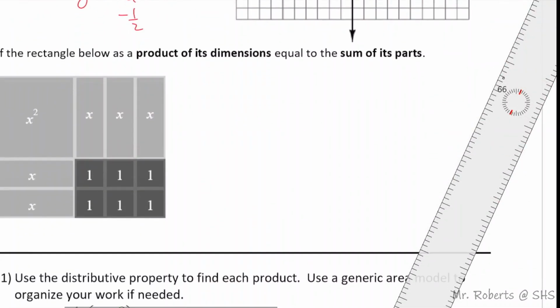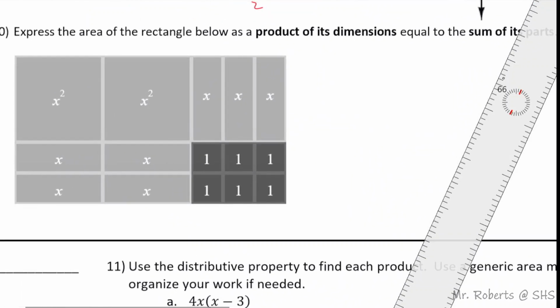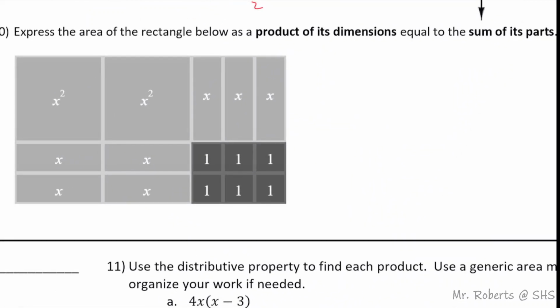We're on question 4. It says, express the area of the rectangle below as a product of its dimensions equal to the sum of its parts. The sum of the parts for me is always the easiest, so I'm going to do that first. I've got 2x squared, so I'm going to write 2x squared. An x squared plus an x squared is 2x squared, plus all the x's. There's 1, 2, 3, 4, 5, 6, 7, plus 7 x's, and then plus the number 6. So there we go. Those parts add up to 2x squared plus 7x plus 6.